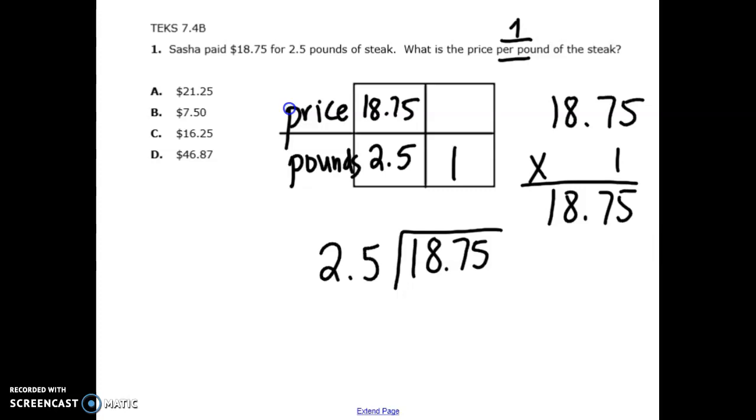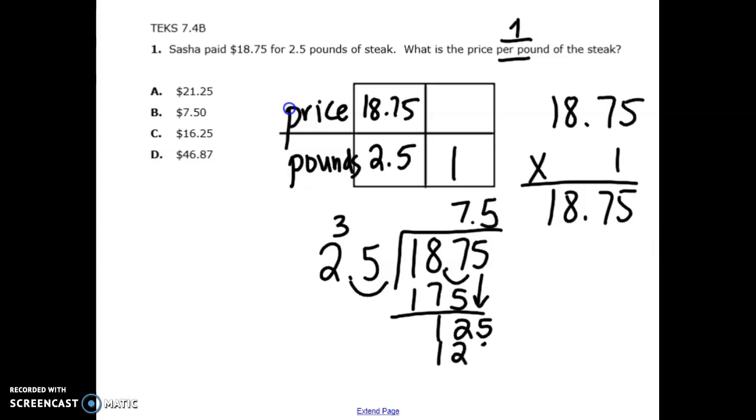Remember when you're dividing decimals to move the outside one all the way to the right? You do the same thing under the upper bar. And then the decimal jumps. So 25 goes to 187 7 times. 7 times 5 is 35. 7 times 2 is 14 plus 3 is 17. So we're left with 125 once we bring down the 5. 25 goes into 125 5 times. So we're left with 7.5. But since it's money, the answer will be $7.50.